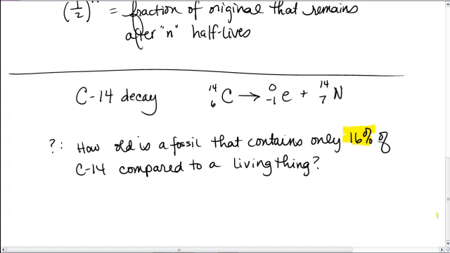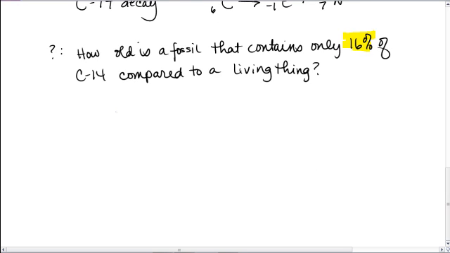All right, the first way I'm going to show you is using our kinetics equation. In order to use that, we do need to know that the half-life of carbon-14 is 5,730 years. That's going to be an important piece of information. So, method 1.